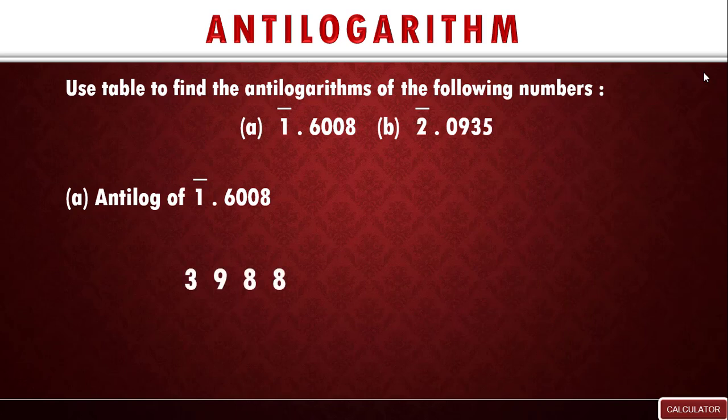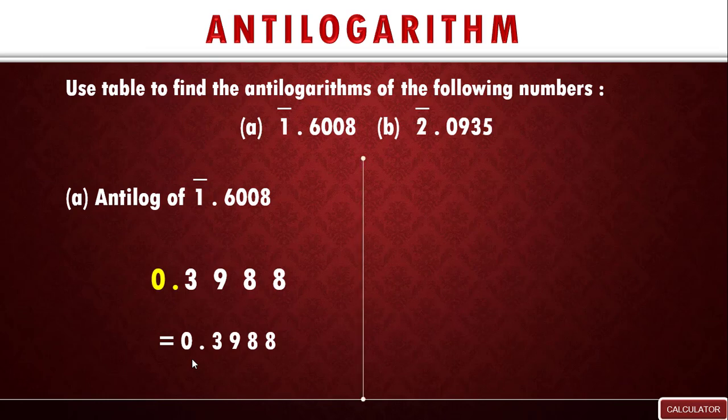We have the value 3988. The next thing is, where will the decimal point be? In our lesson, we talked about how, if you have bar 1 as your characteristic, you add 1 to it and you get 0. That means the decimal point will be located at the reference position, which is before this 3. Then we fill in the value of 0 before the point, and we have our final answer, 0.3988.